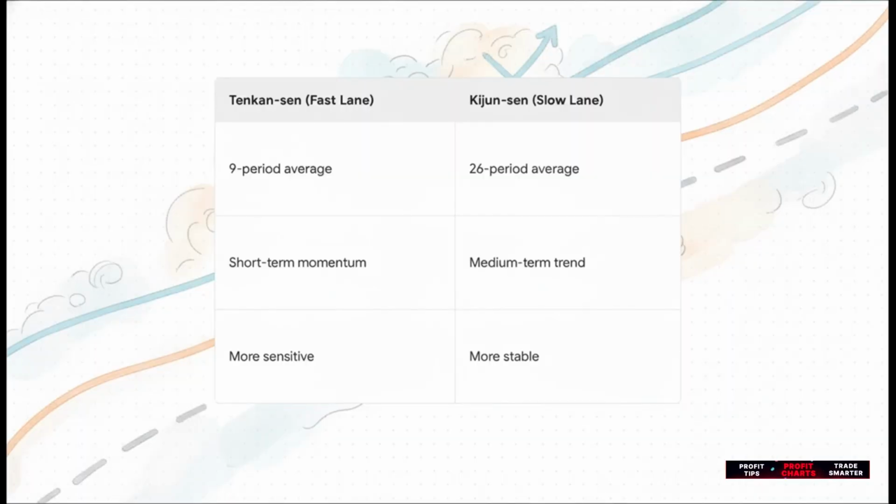Now, the relationship between these two lines, this is key. I love this analogy. Think of the fast Tenkan Sen as the express lane on a highway, and the slower Kijun Sen as the steady cruising lane. When that fast lane crosses over the slow lane, that's a huge signal that there's a major shift in momentum happening.